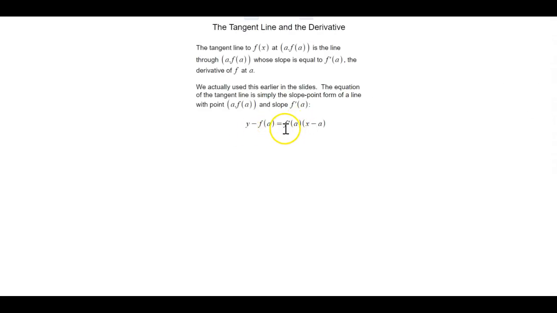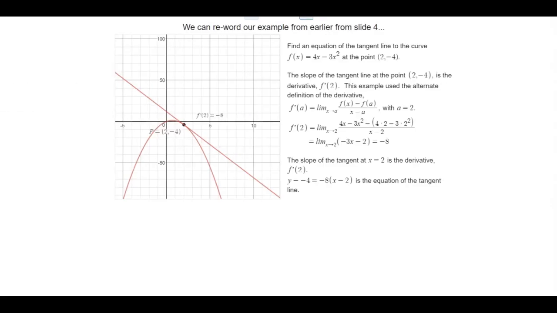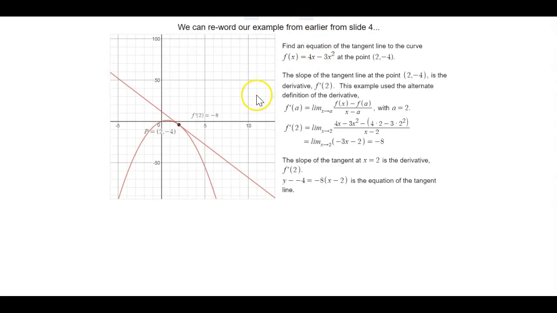So when you find the equation of a tangent line, you just find it as you normally would with the slope point form, and that m is just the derivative of the function at the point a. So from our earlier example, we could have just used f prime of 2 or f prime of a instead of using the symbol m for slope.